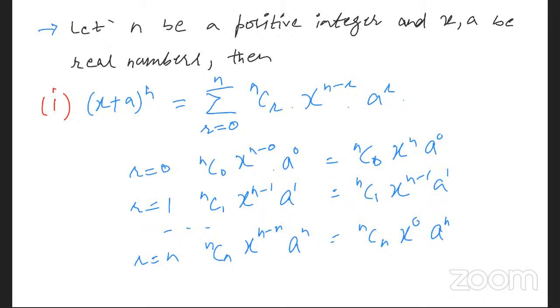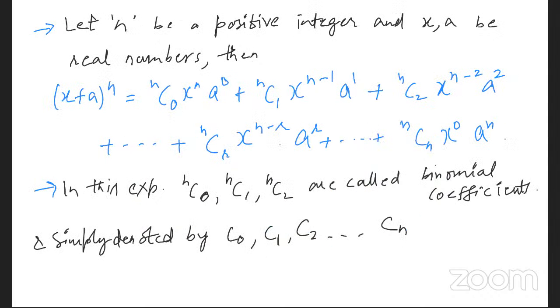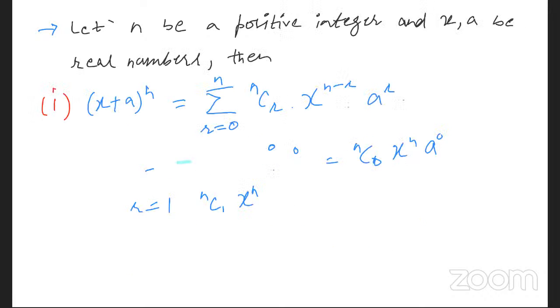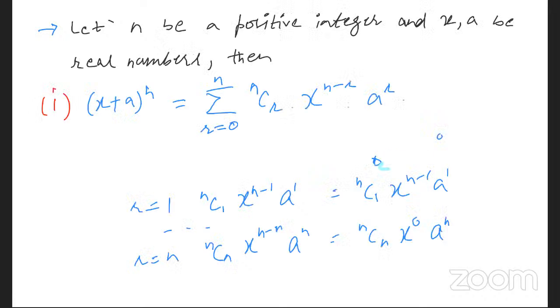So if you look at the expansion we defined, NC0 x to the power of n, a to the power of 0, NC1 x to the power of n minus 1, a to the power of 1, and the last term NCn x to the power of 0, a to the power of n. In a similar manner, we can simplify this and write x plus a whole power n in the form of a summation like this. We shall discuss the next point, the second point.